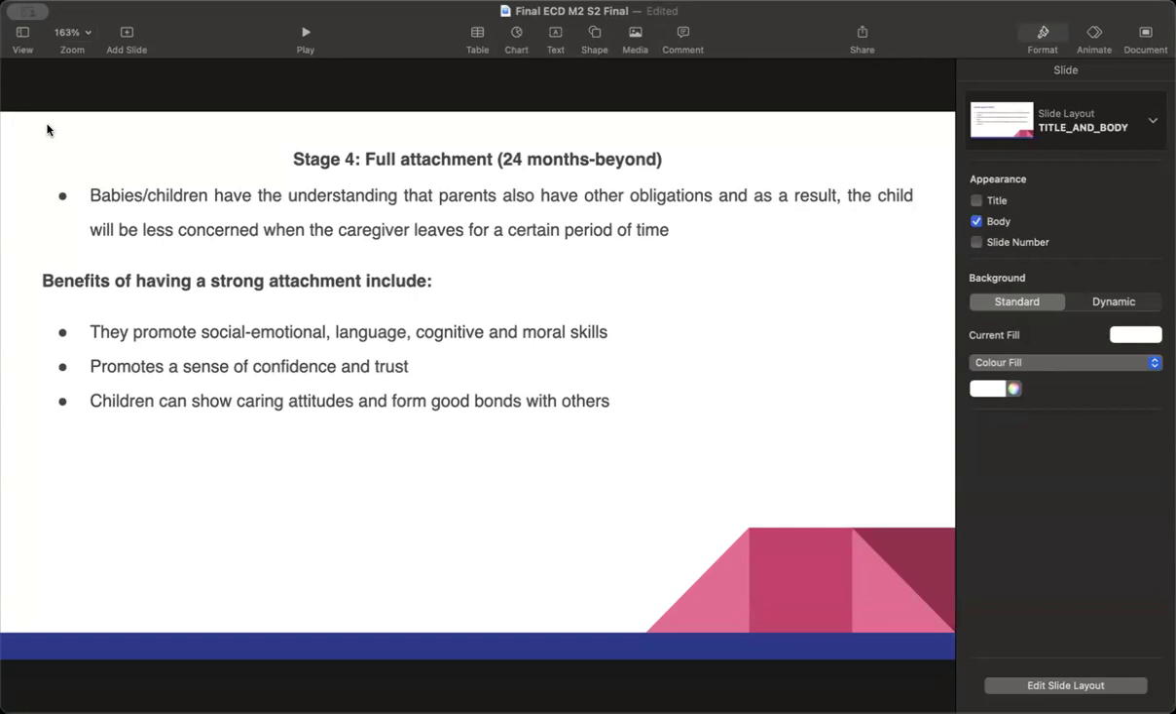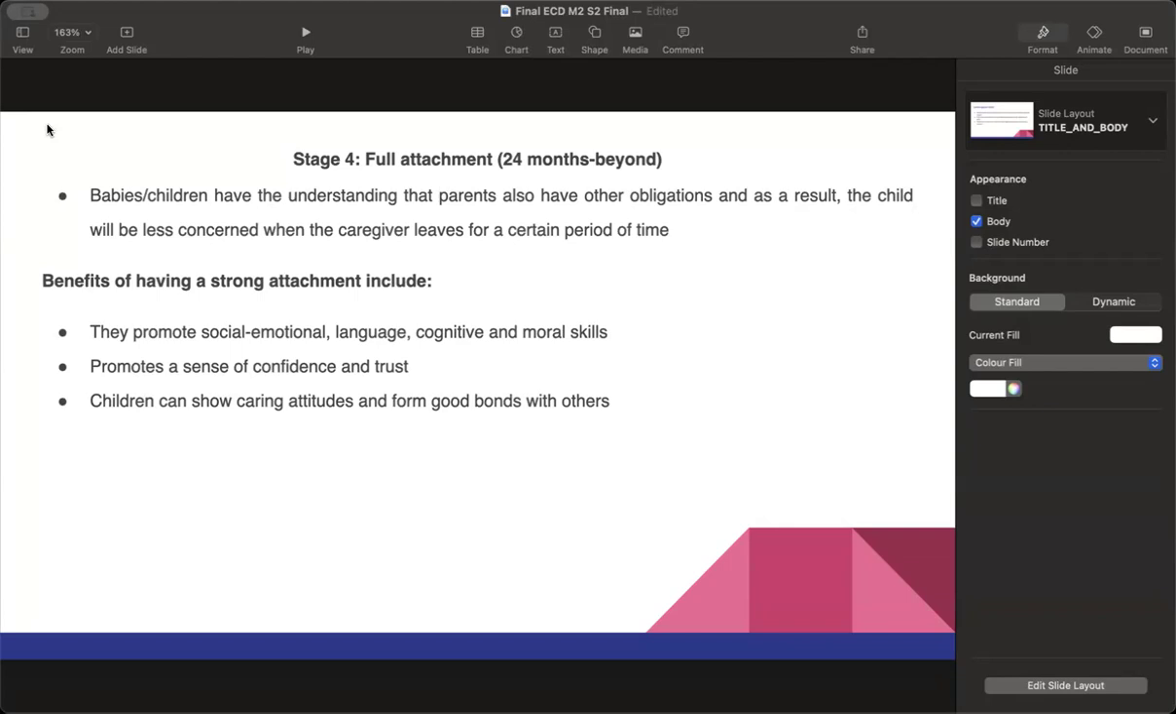Secondly, we say it promotes a sense of confidence and trust. That child understands that you are not going to leave them in the lurch, that you are not going to hurt them, that you are not going to put them in harm's way, that you are not going to sell them to traffickers that are coming past your crèche or anything like that. The child has confidence and trust in you.